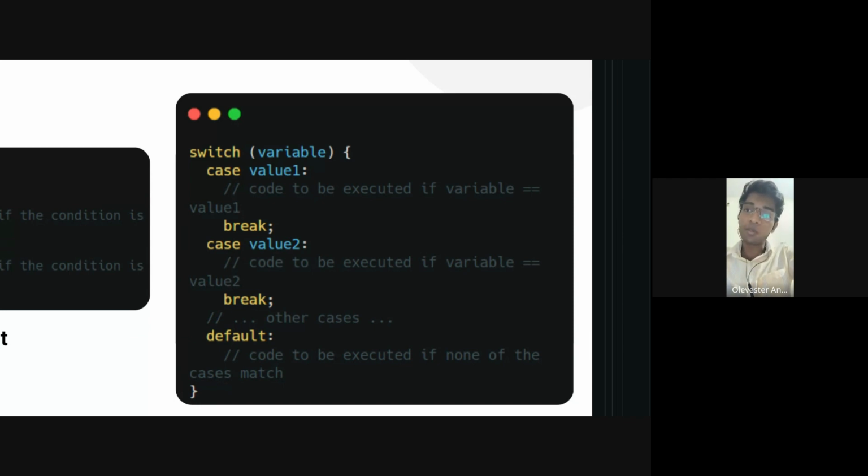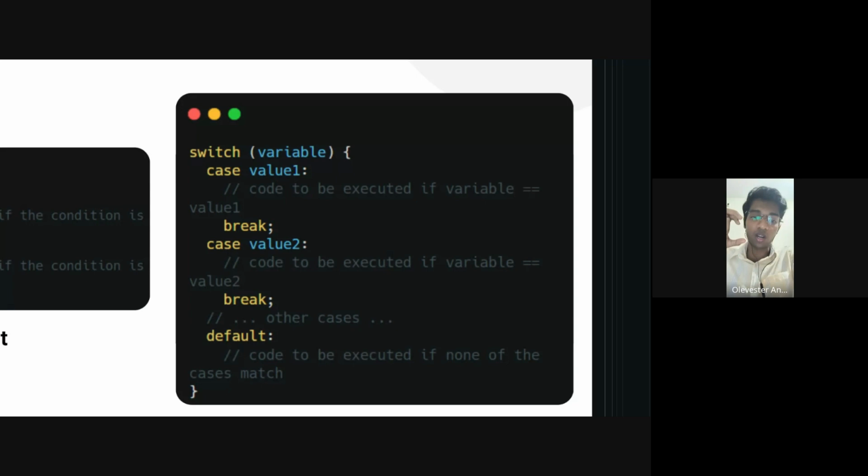If we put switch, bracket open, and value 1, it will go to the case for value 1 and execute the code. Then you have to write a break statement at the end of the case. Otherwise, it will go to the next statement and start printing the value 2. You only have to write the case value and whatever code you want to run.